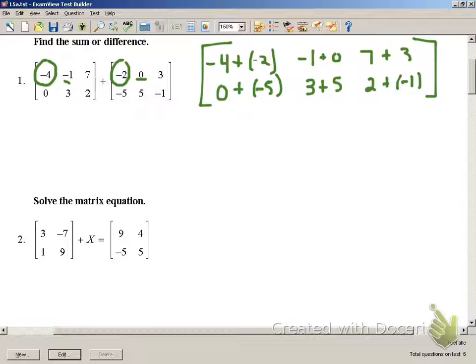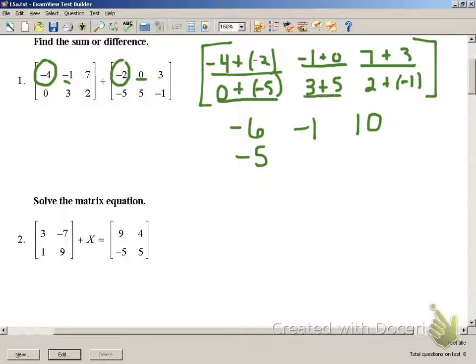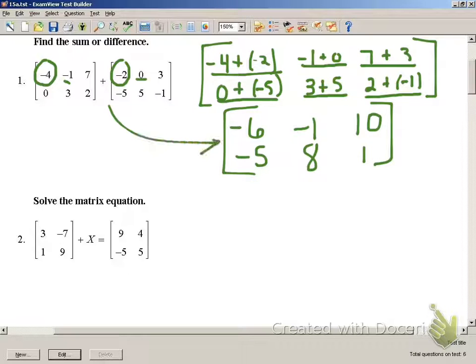So for my first entry, -4 plus -2 gives me -6. -1 plus 0 is -1. 7 plus 3 is 10. 0 plus a -5 is -5. 3 plus 5 is 8. And 2 plus a -1 is 1. So there's my solution for the sum of those two particular matrices.